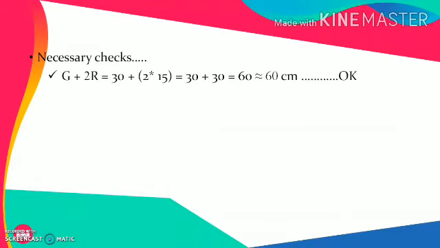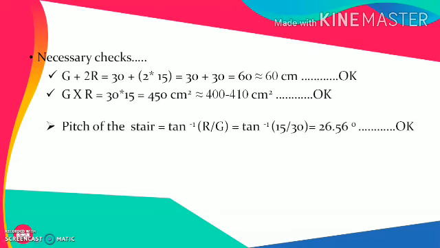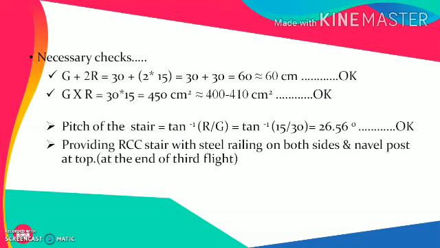So necessary checks: G plus 2R is 60 centimeter, so it is acceptable. G into R is 450, so it's approximately near the expected values of 400 to 410 centimeter square. So once again it is acceptable. Well, pitch can be calculated as tan inverse of R upon G, so it is 26.56 degree. So it is again acceptable. So we'll provide an RCC stair with steel railing on both sides and a newel post at the top at the end of the third flight.